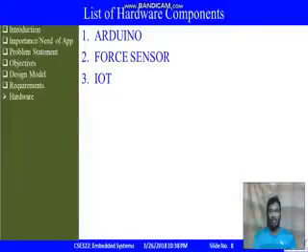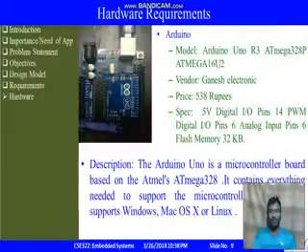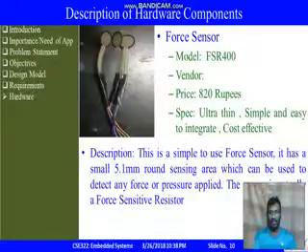Now I'm going to explain the list of hardware components. We are going to use Arduino for sensors and IoT. Hardware requirements: Arduino Uno R3 is used in our project. Description: The Arduino Uno is a microcontroller board based on the ATmega. It contains everything needed to support the microcontroller. It supports Windows, Mac, or Linux.